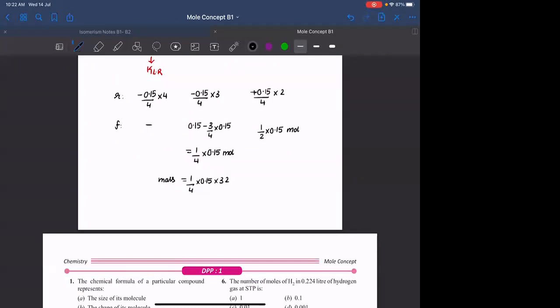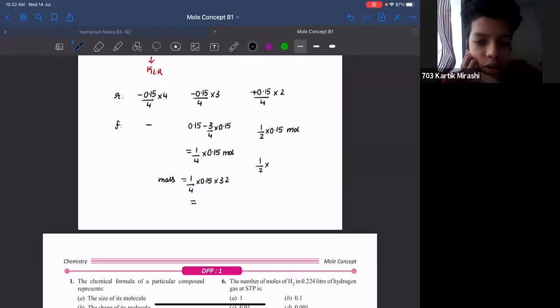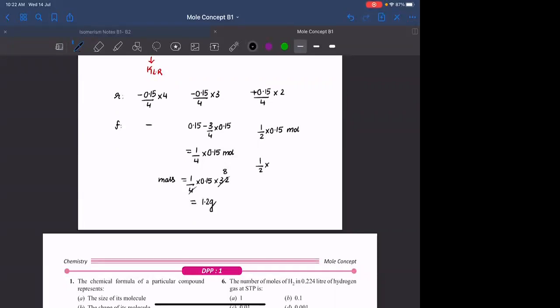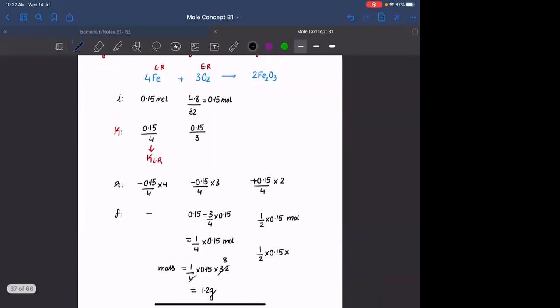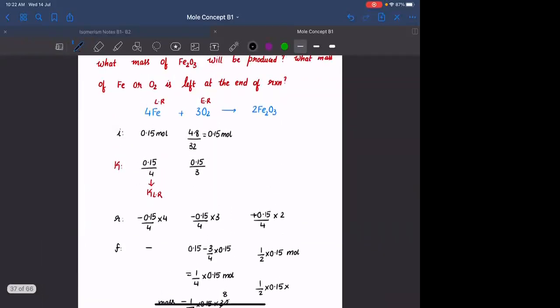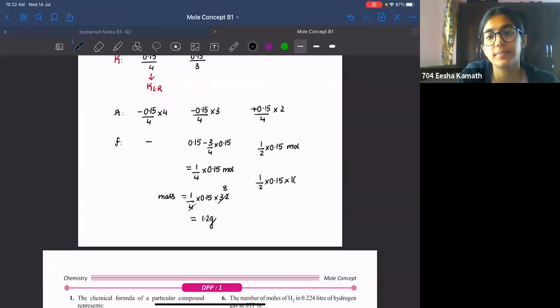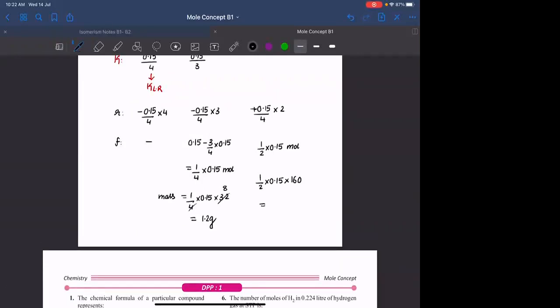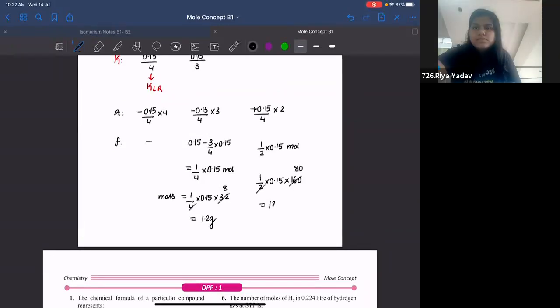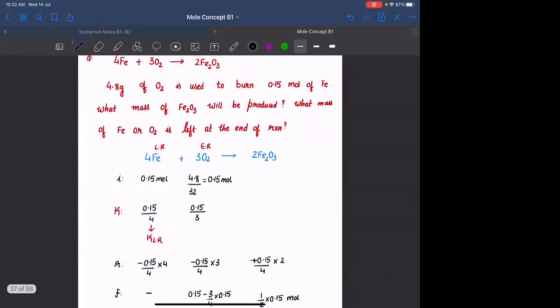Into 32. Tell me the mass of it. 1.2 grams. Okay. Fe2O3 का molecular weight 160. So this is 12 grams then. Yes. Okay. Is this clear, everyone?